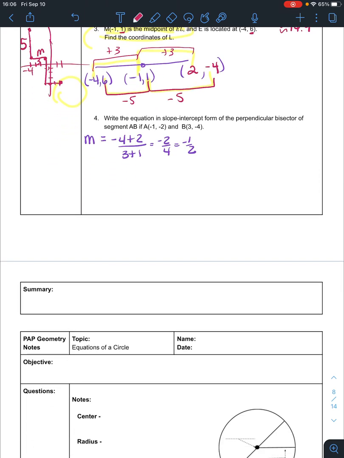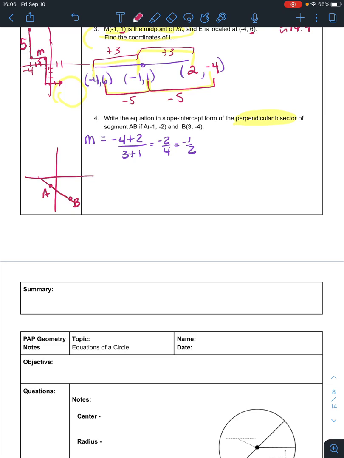So number 4, write the equation of this in slope-intercept form. So this is a review of what we did the other day of the perpendicular bisector. So we got a couple of clues here. Of the segment, if A is at -1, -2, and B is at 3, -4. So I went ahead and I found the slope. So here's what we have going on. Let's look at what this looks like. A is at -1, -2, and B is at 3, -4.